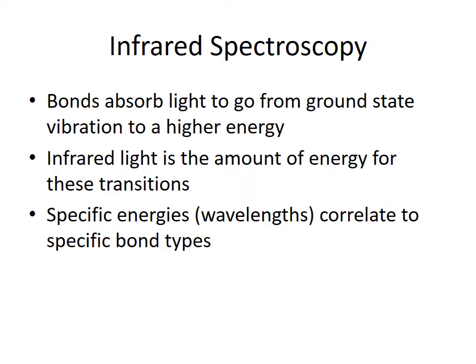Infrared spectroscopy is because bonds will absorb light to vibrate at a higher energy level. Normally, bonds are vibrating in ground state vibrational energy level, and if you shine infrared light on them, they'll bounce up to a higher energy level. Of course, then they fall down again. So what we see are specific energies associated with specific bonds, and so then we know a little bit more about what's inside that molecule.